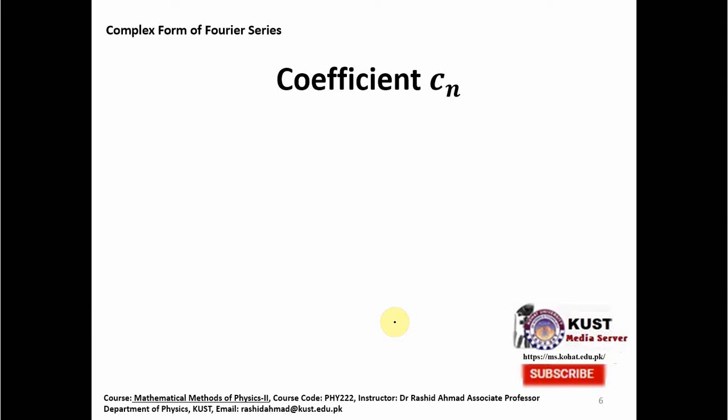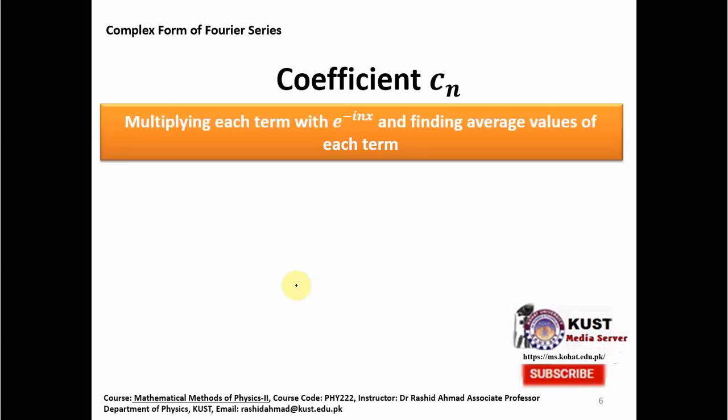Let's see how we can calculate its value. By now you have got the method: multiply each term with e raised to power minus i n x, putting n equal to that value, and calculate the average values of each term. You will see that all the terms vanish except the term which contains that particular coefficient. So saying it again, multiply each term with e raised to power minus inx, so it depends on the value of n. If you are doing it for e raised to power i1x, then you will put n equal to 1 and multiply each term with e raised to power minus i x.